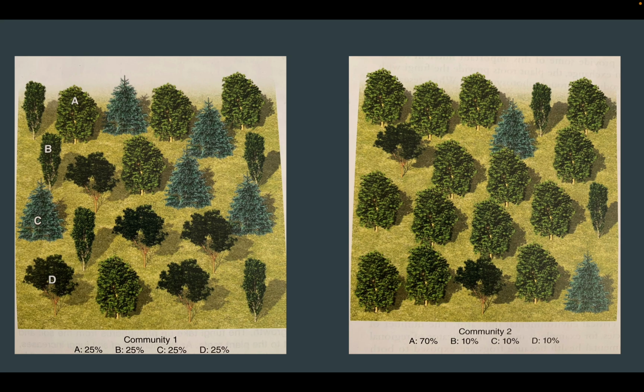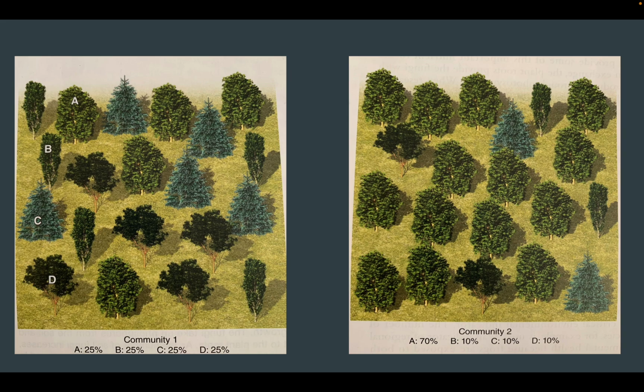So let's look at another example. This is the diagram from earlier. We can see that they both have the same amount of species richness. They both have species A, B, C, and D present. But community 1 is much healthier or has much better biodiversity because of the species evenness, there's a roughly equal distribution of the different species, whereas in community 2, we can see that even though they have the same 4 species present, that ecosystem is heavily dominated by species A, whereas B, C, and D combined only make up 30% of the species in that area.